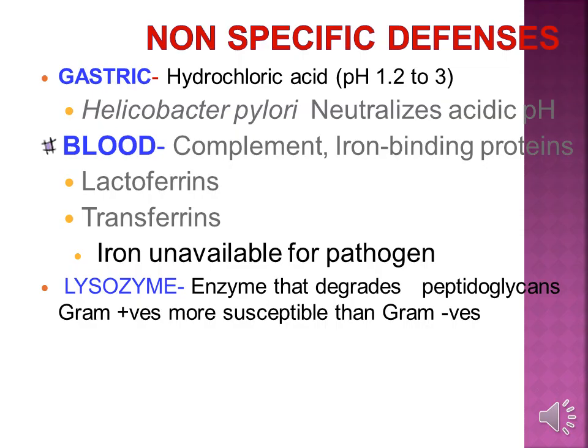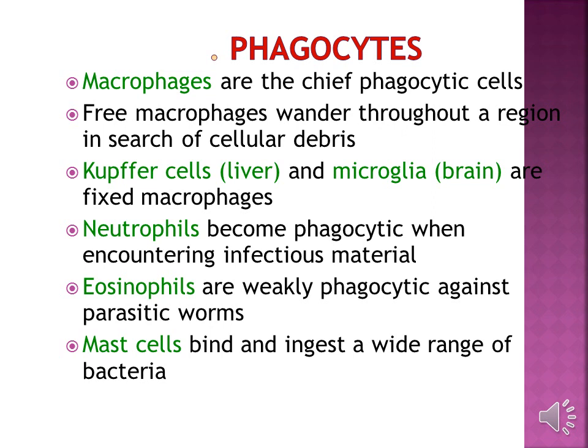Lysozyme is an enzyme that degrades peptidoglycans. So gram positive bacteria are more susceptible than gram negative bacteria. Then phagocytes like macrophages are the chief phagocytic cells. Free macrophages wander throughout a region in search of cellular debris. Then Kupffer cells present in the liver and microglia present in the brain are fixed macrophages.